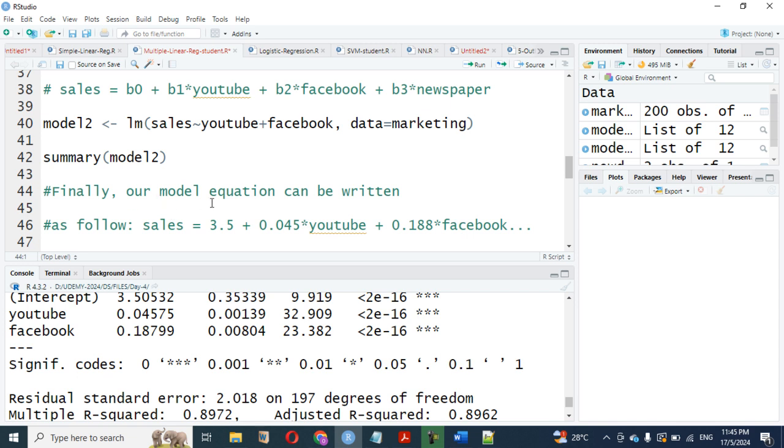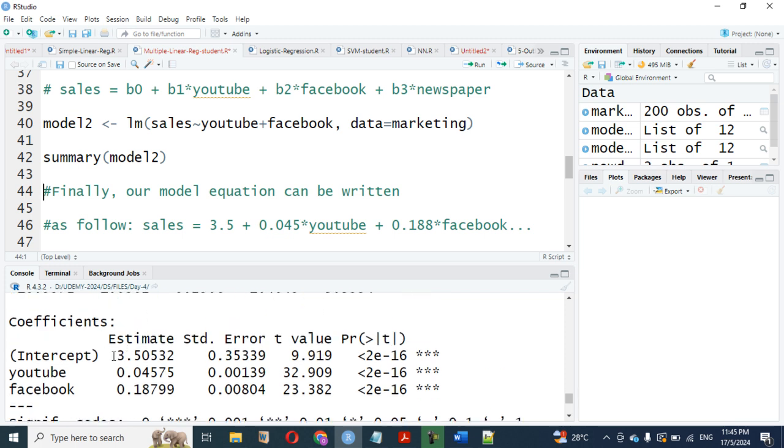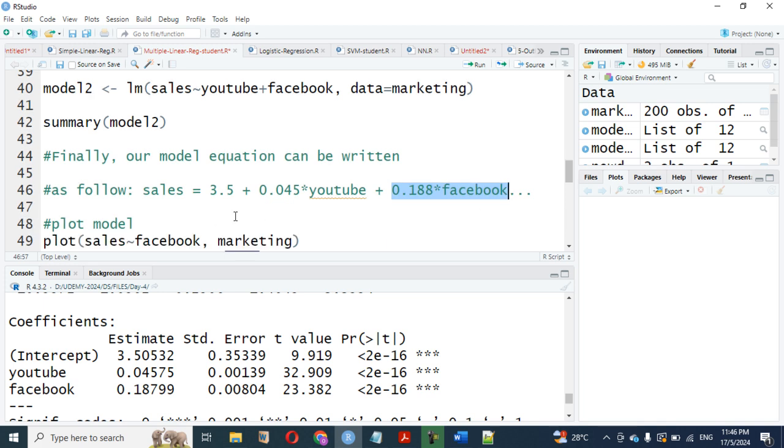So we can finally have our model written as follows: sales equals 3.5 plus, this is our estimate, the intercept 3.5, plus our slope here 0.045 times YouTube, the unit of the YouTube, then 0.188 for Facebook. And we have dropped newspaper. That's why we cannot continue with that. So this is what we get normally under normal circumstances for our formula.